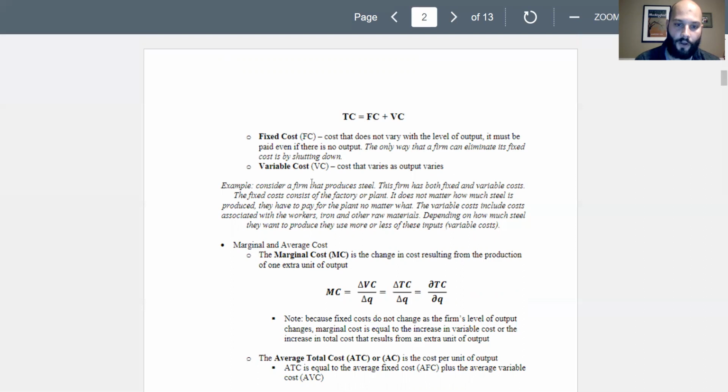And then a variable cost is a cost that varies as output varies. So once we've built our steel factory, if we want to start producing steel, we're going to need some sort of ore, and then we're going to need some laborers, other things. This would be our variable cost, right? So as we produce more steel, things that we need more of are variable.